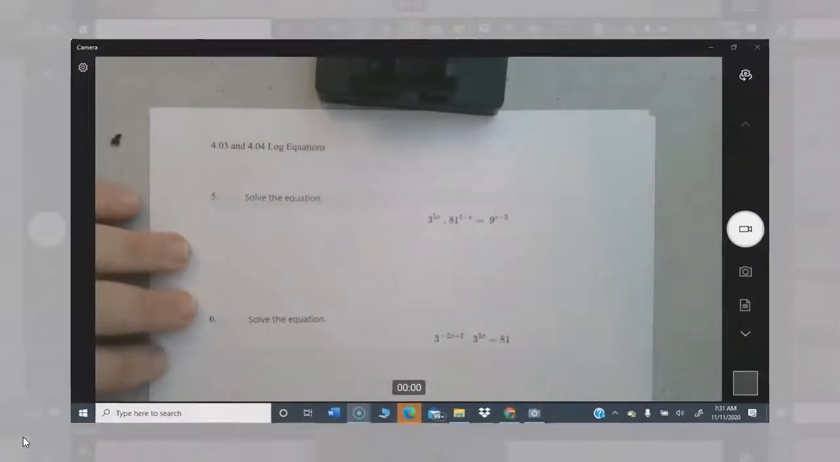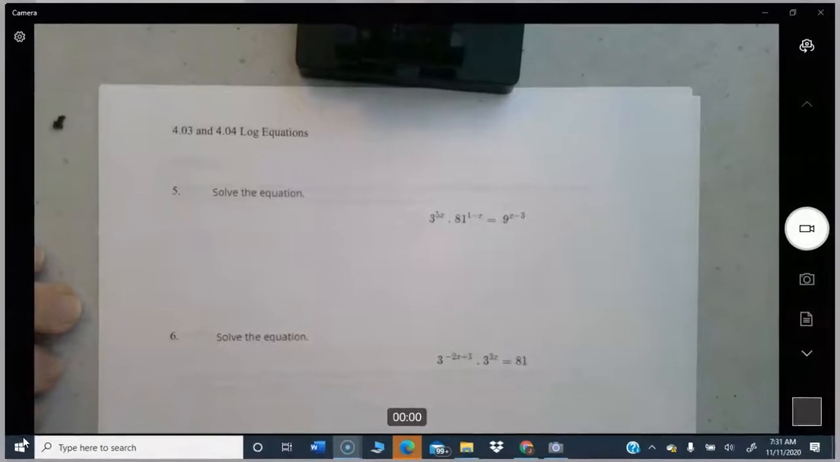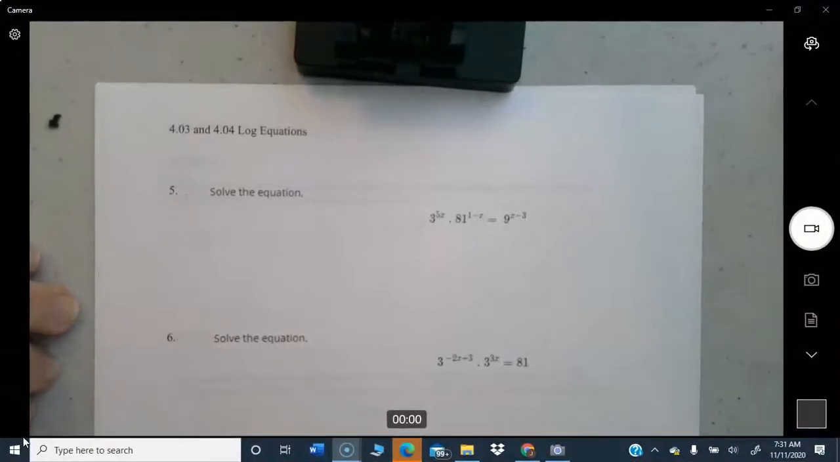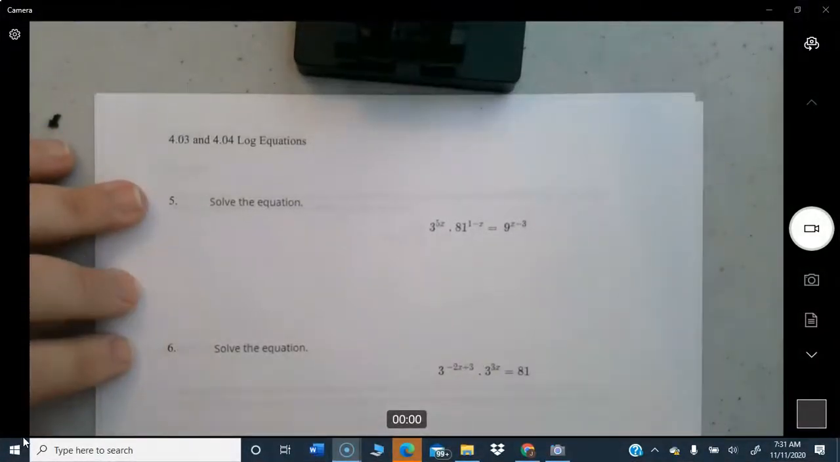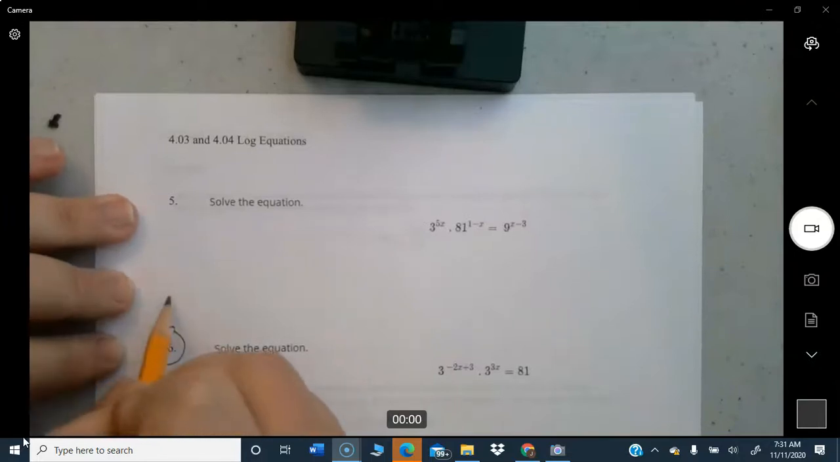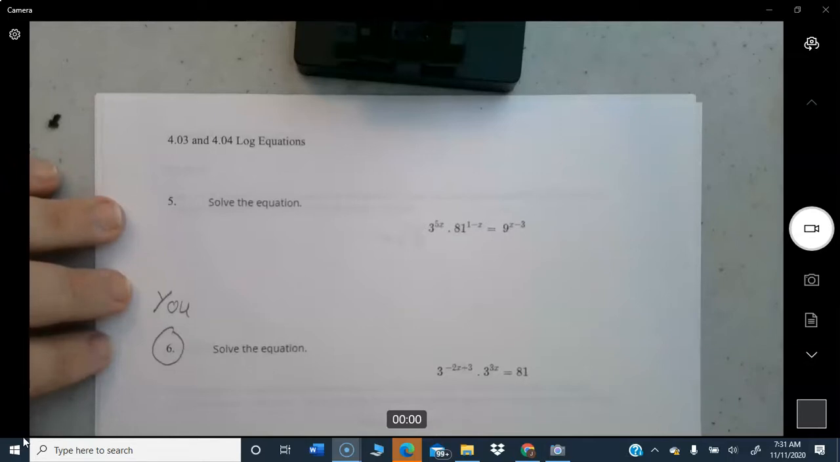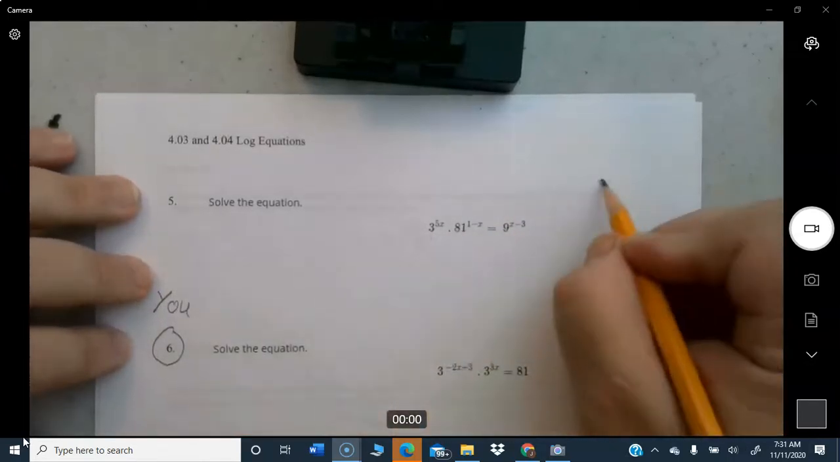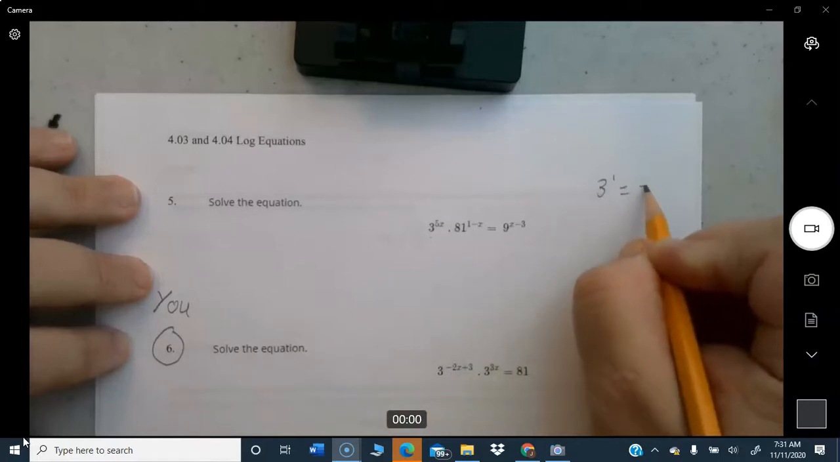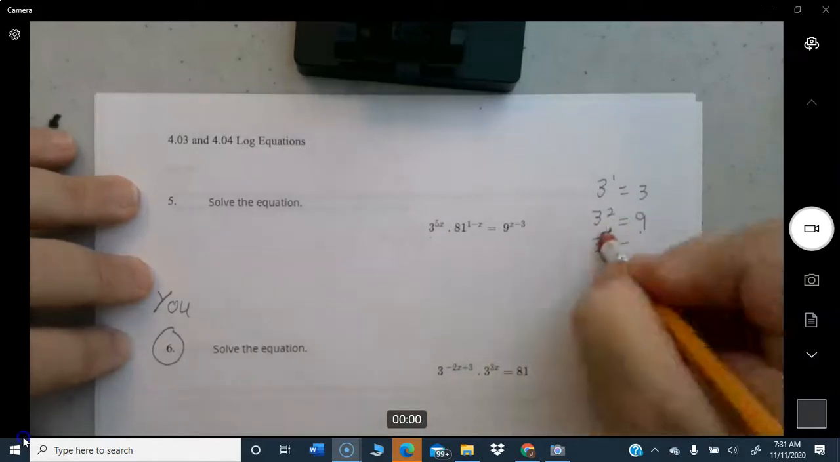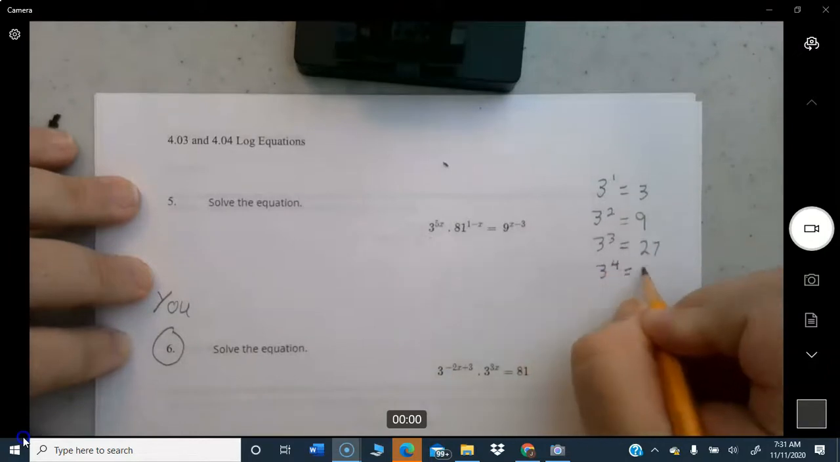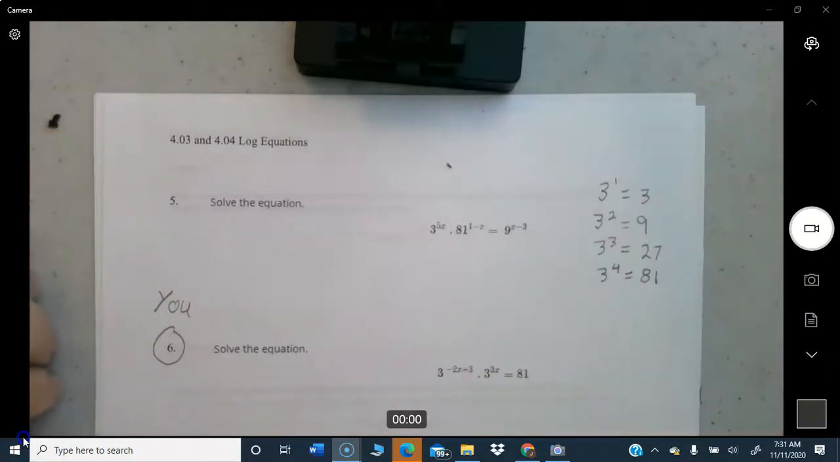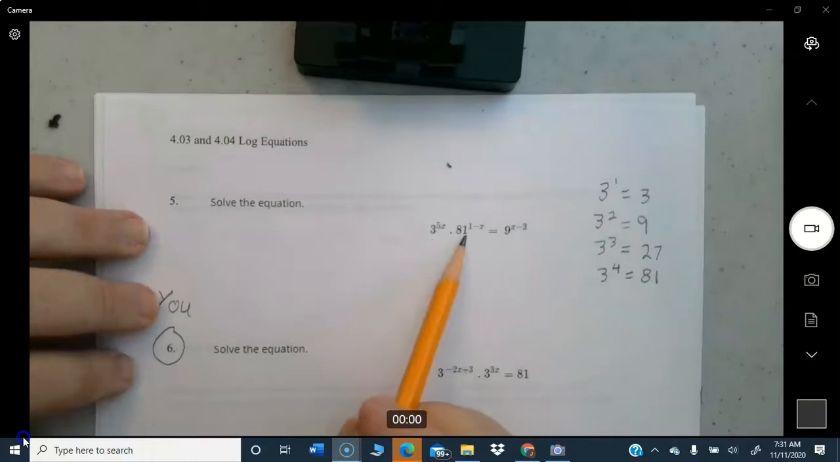Okay, same thing. So I'm going to do number 5, and this one is for you to do. I'm not going to do this one. That's for you to do by yourself. It's done exactly the same way with common base. So let's go ahead and do this one, though. So 3 to the first equals 3. Okay, so there's all your powers of 3 as far as you need them, up to 81.